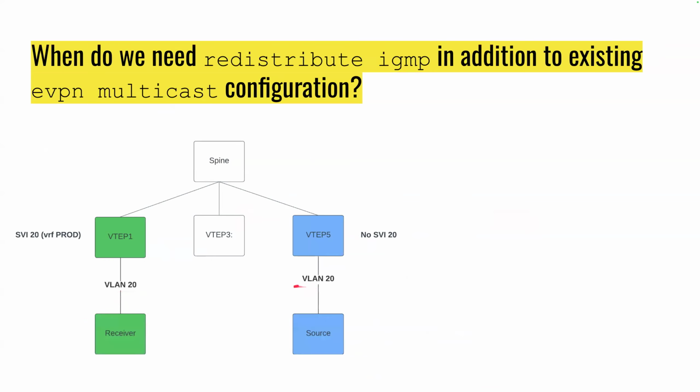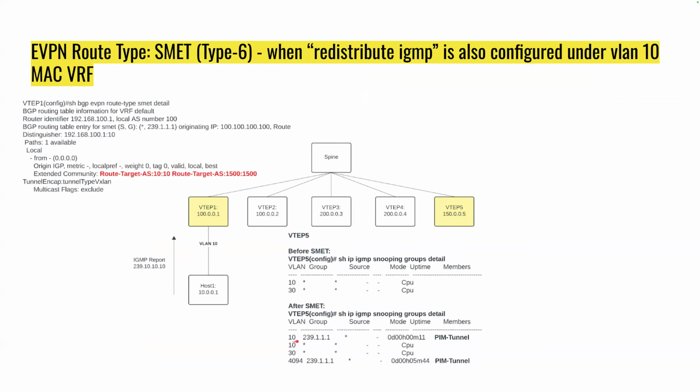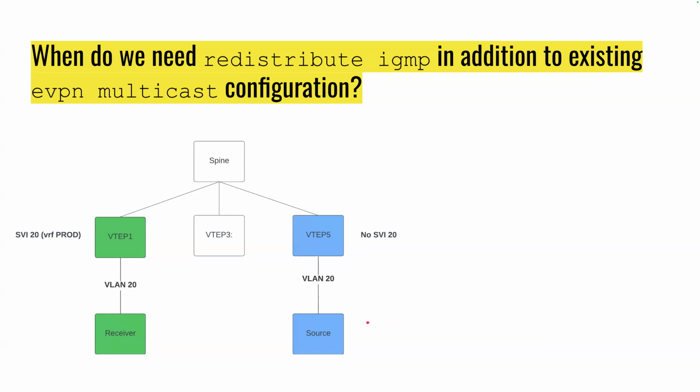because here the sender is in VLAN 20. So now let's say this guy is sending the SMET route, and it includes both L2 and L3 route targets. In that case, we'll also create a similar entry, something like this, for VLAN 20, right? Now it understands VLAN 20 and it sees that there is a PIM tunnel in the snooping table. So that is why it would encapsulate and send it out over VXLAN.